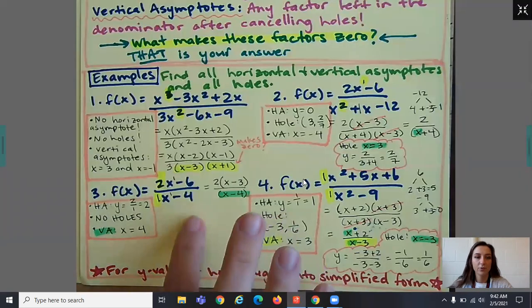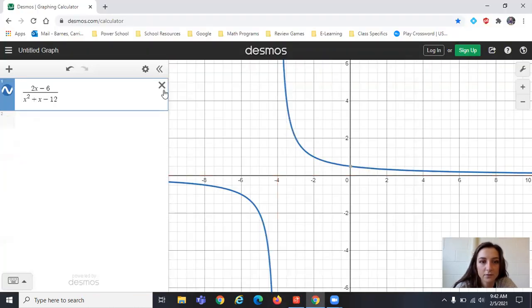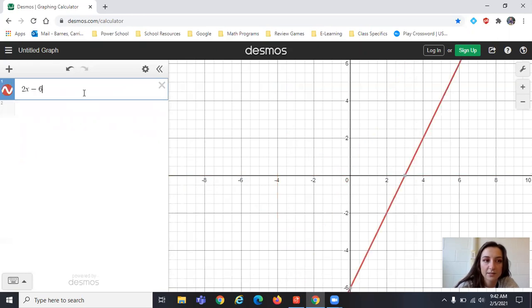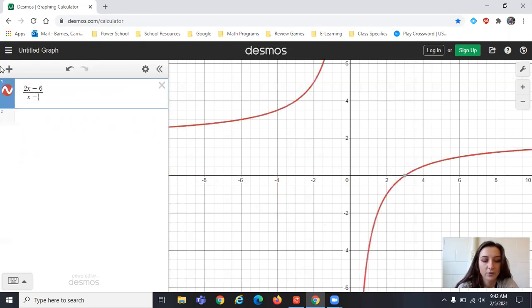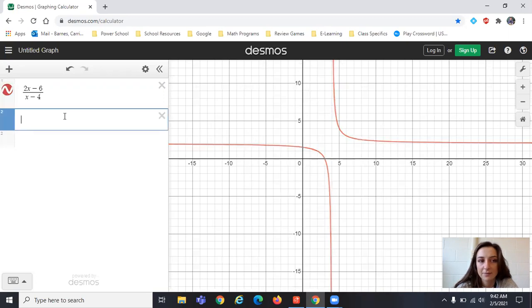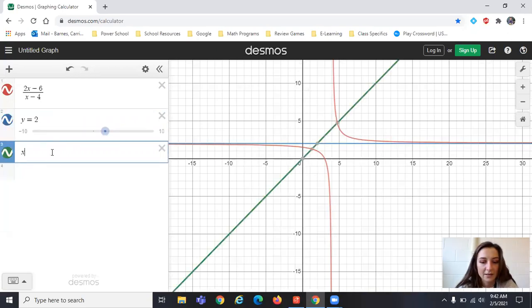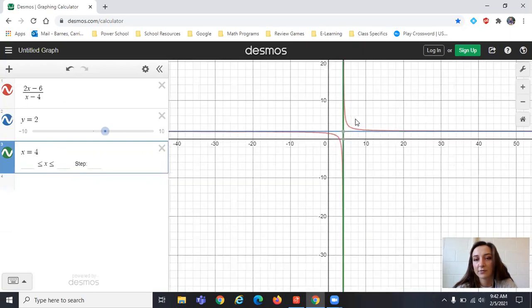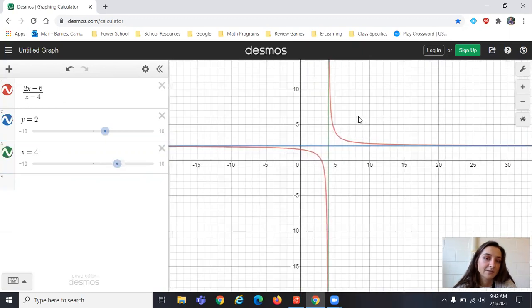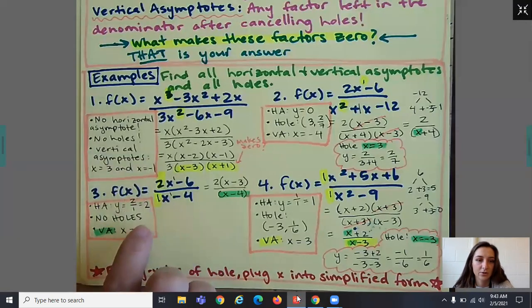Okay, let's look at the fourth one here. So we have 2x minus 6 divided by x minus 4. You can see the vertical asymptote here. You can also see the horizontal asymptote. So let's type in the horizontal asymptote we got, which was y equals 2. You can see it fills in that gap. And then we also had a vertical asymptote at x equals 4. And we did not get any holes for this problem, so this is just your asymptotes here. Okay, and you can see 2 and 4.